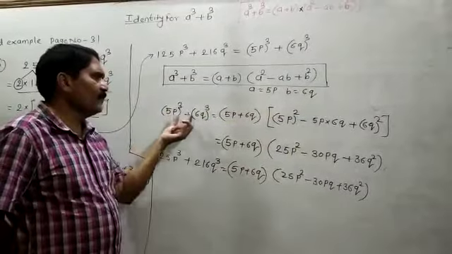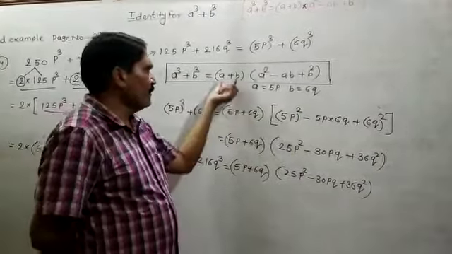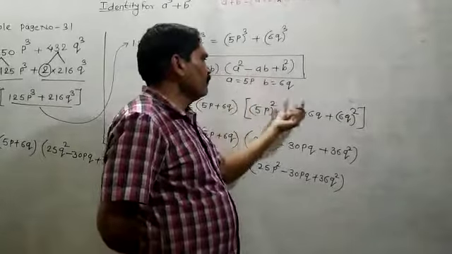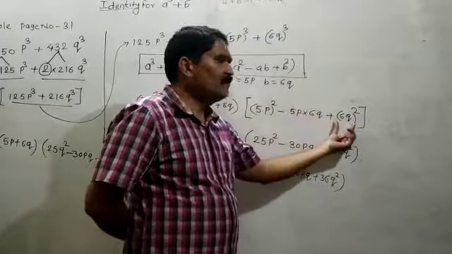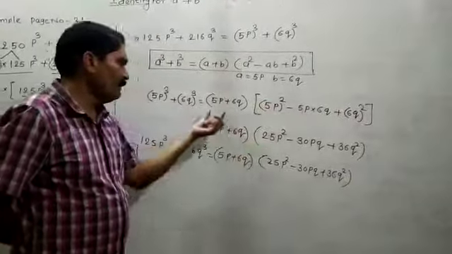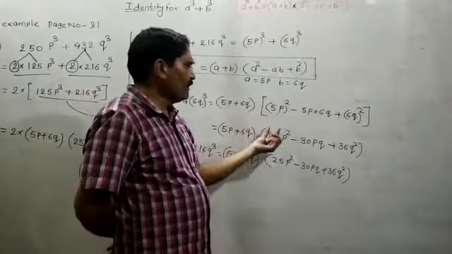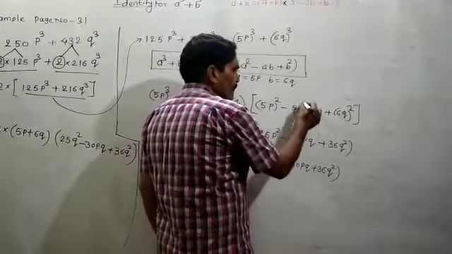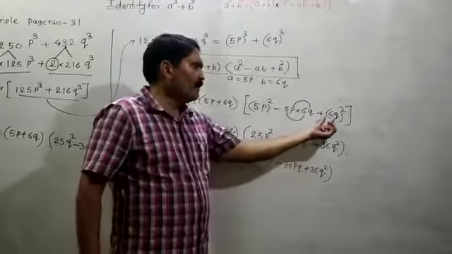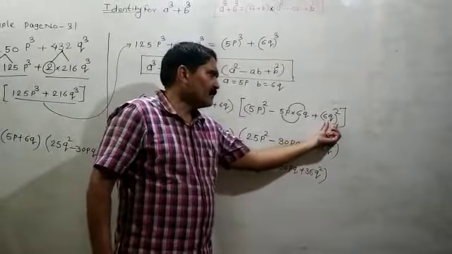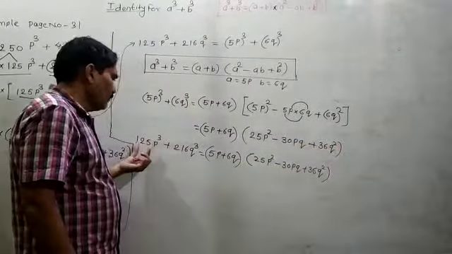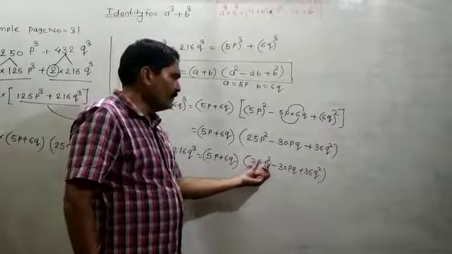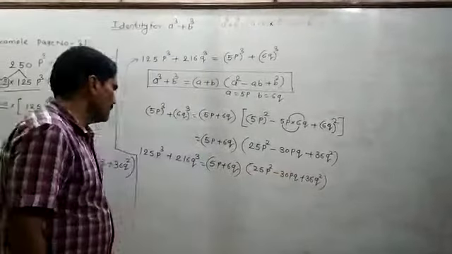Putting a equal to 5p and b equal to 6q: (5p) cube plus (6q) cube is equal to 5p plus 6q, and a square is (5p) square, minus a into b, which is 5p into 6q, plus b square, which is (6q) square. Here you have to do the square properly. 5p plus 6q as it is you have to write. 5 square is 25, square of p is p square. 5 sixes are 30, p multiplied by q is pq, and 6 square is 36, and square of q is q square. So the expansion of 125 p cube plus 216 q cube is equal to 5p plus 6q, and 25 p square minus 30 pq plus 36 q square.